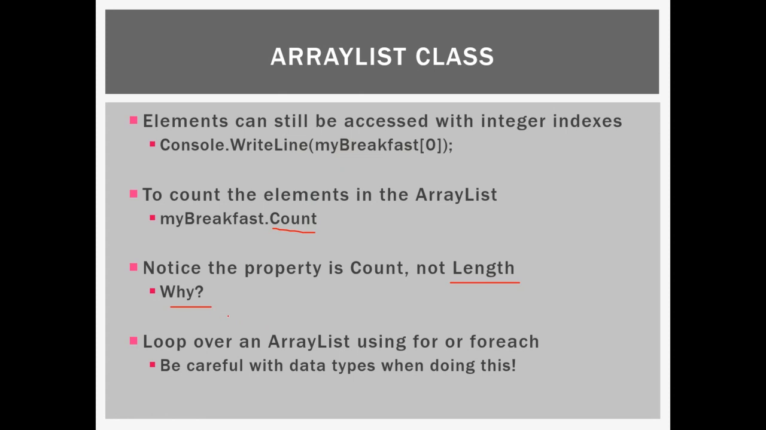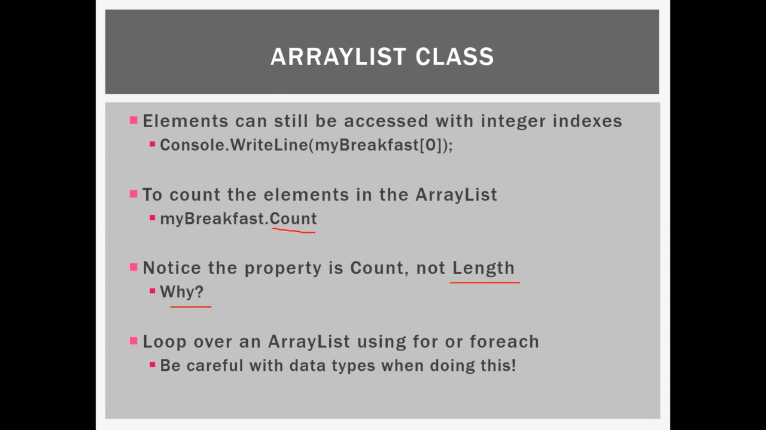Usually I do this as a discussion, but the reason why is that in an array, the length is fixed. No matter how many elements you put in or remove, if you have an array of size 10, even if you only put one element in and the others are all null, it's still 10. But with a list, there's no fixed size. So Count just tells you how many actual objects are in there.